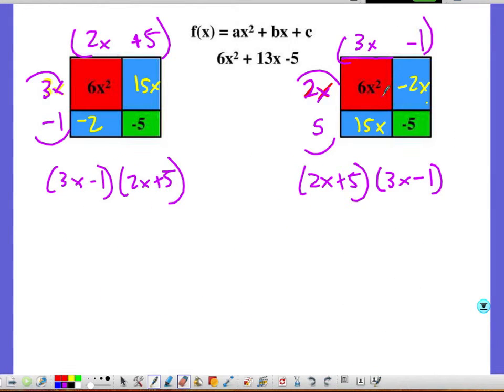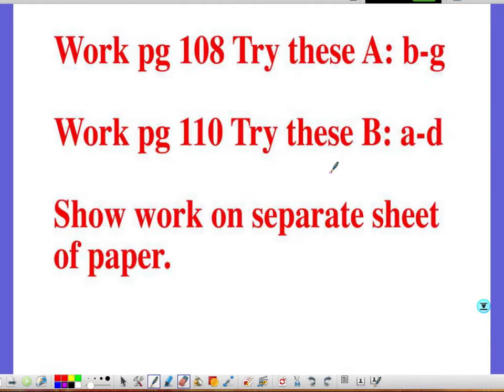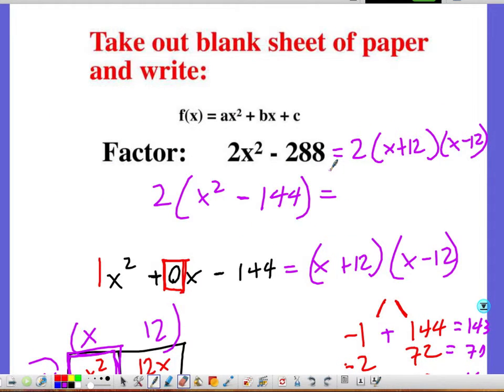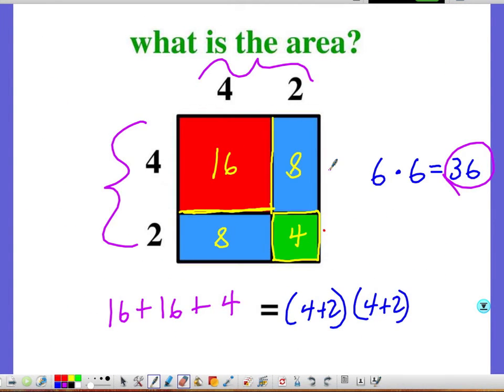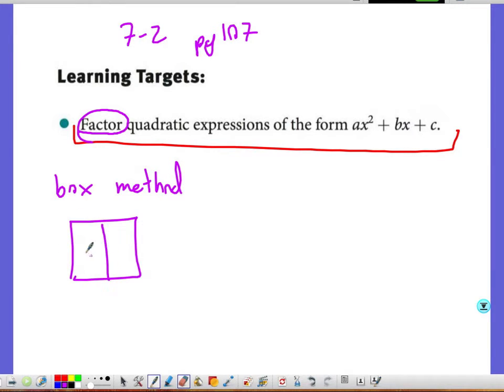Now, the method that we've been using to factor quadratic equations, going all the way back to the beginning, the method we've been using to factor quadratic expressions has been the box method. So you can use the box method to factor these, and I very much like the box method.